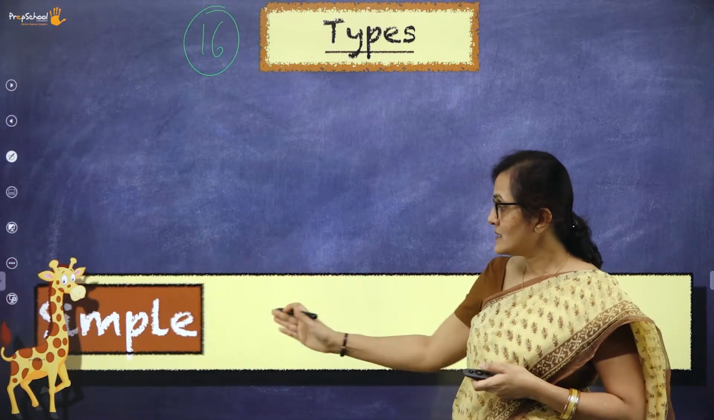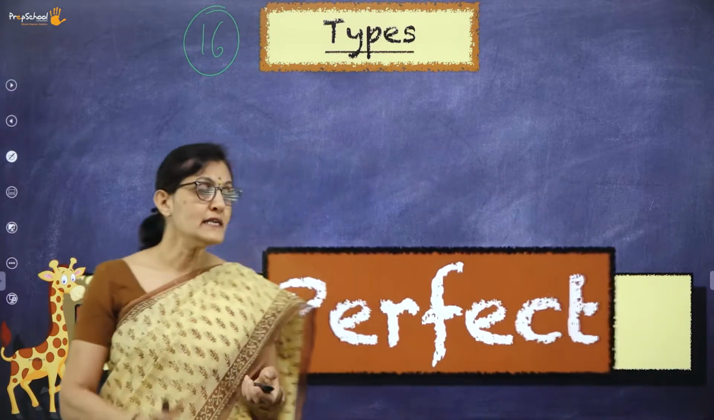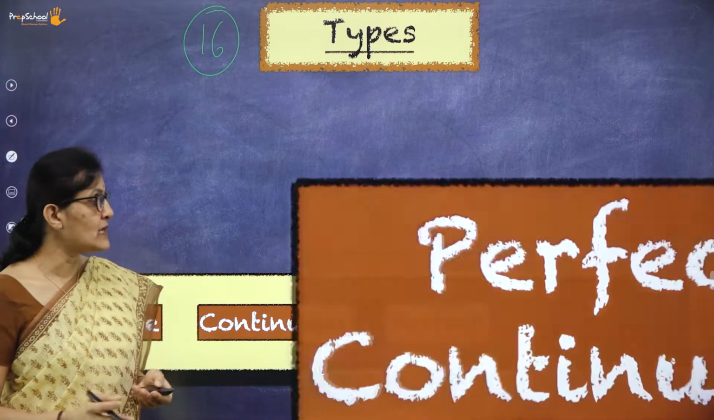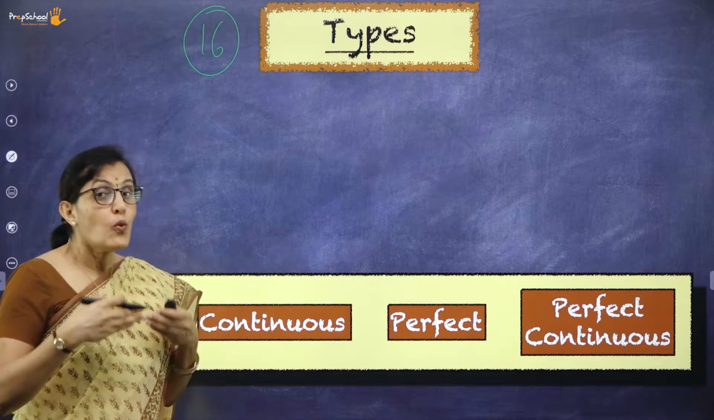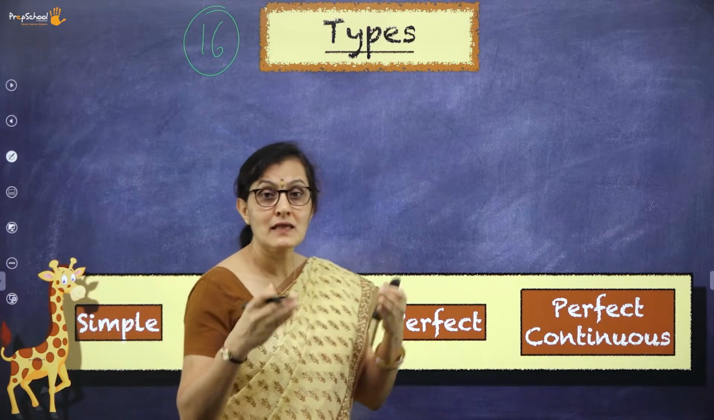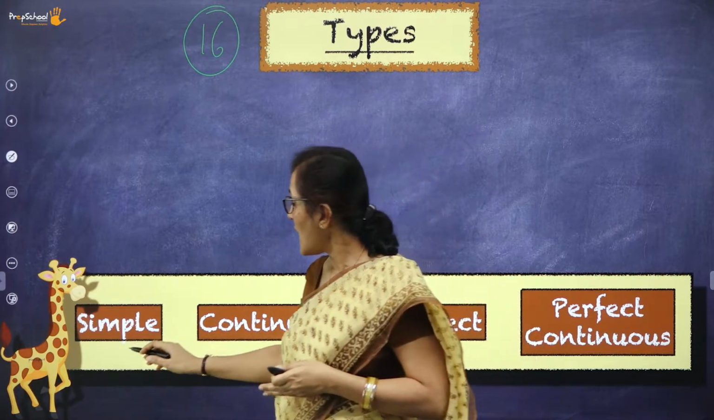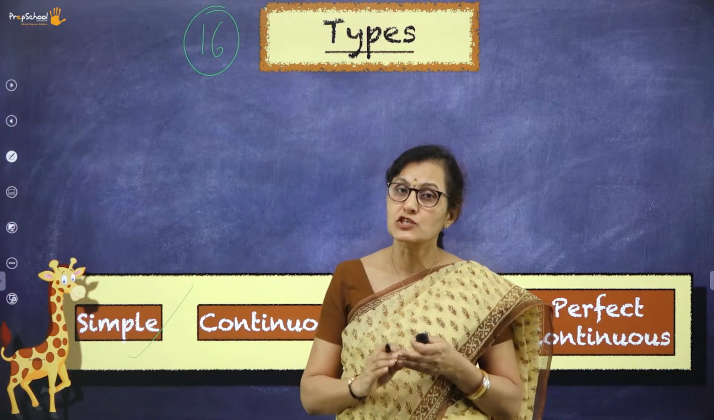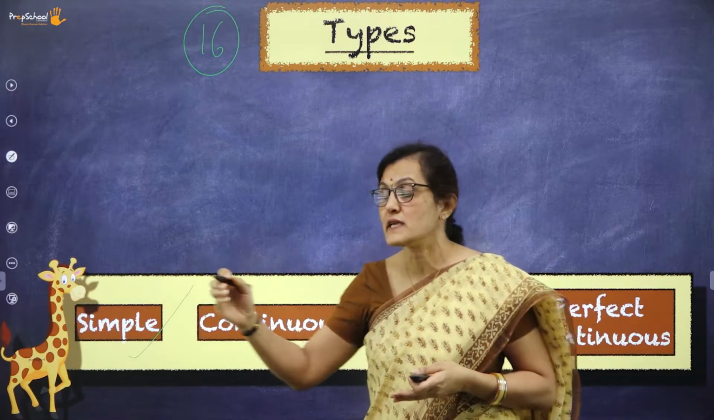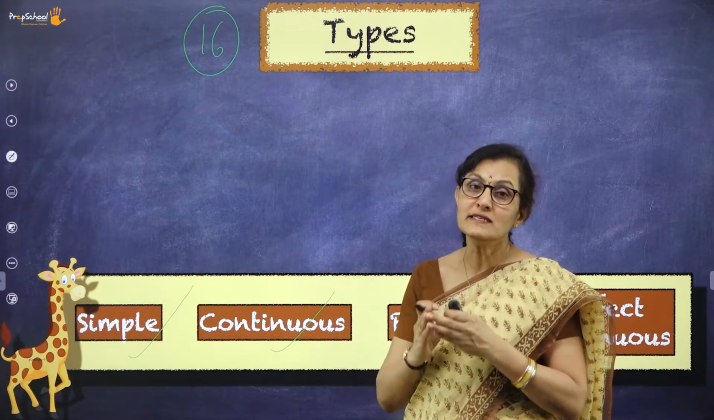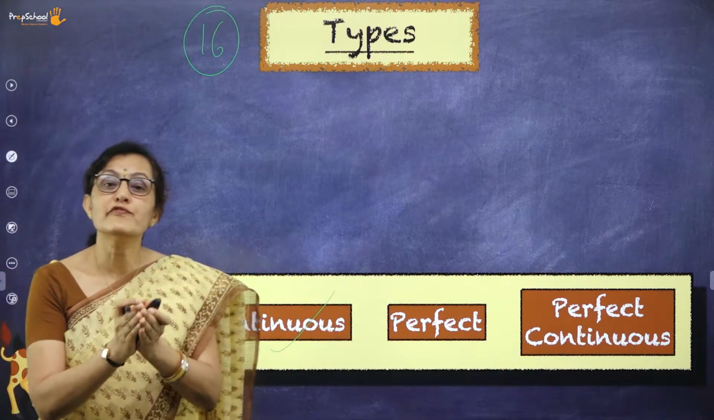When I tell you simple, or continuous, or perfect, or perfect continuous, what comes to your mind? What do you feel about this? There is an action in a particular manner, isn't it? If I say I write, it is a simple action. Or if I say I will be writing, I am writing, that becomes a continuous action. In the same way, it goes on with perfect and perfect continuous.